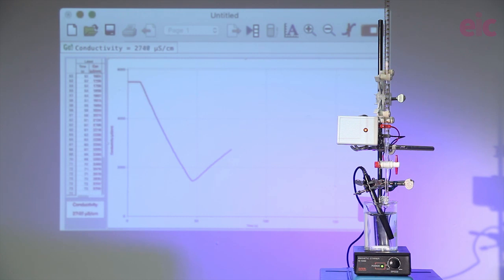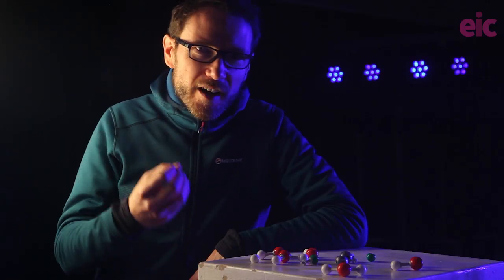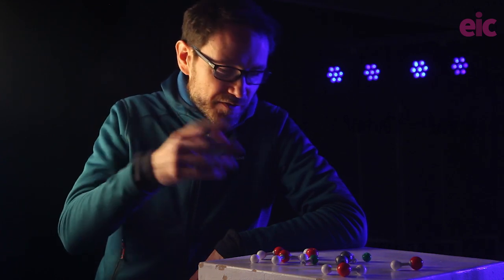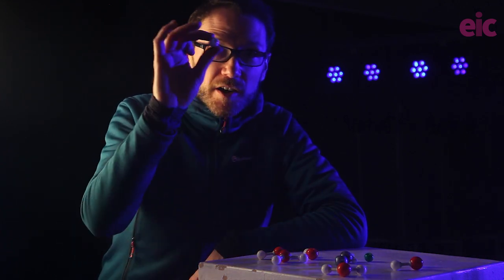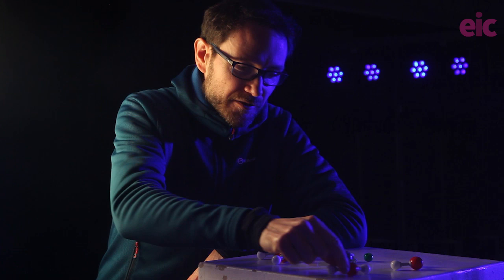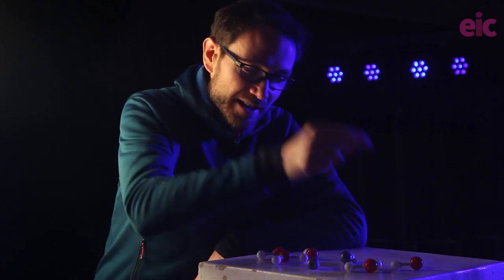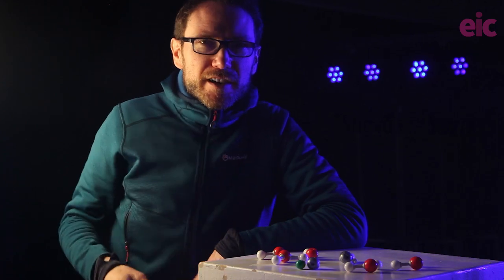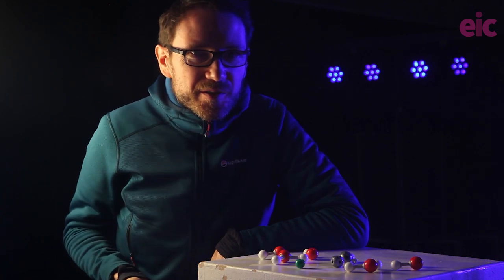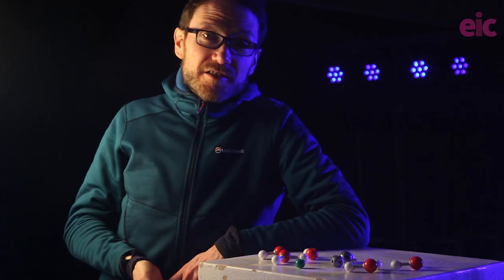Before we talk about gradients, though, there's a more immediate question that we ought to be asking ourselves. Why is the conductivity dropping at all? I mean, we're starting with a solution of positive and negative ions from the hydrochloric acid. At the equivalence point, we have a solution of positive and negative ions from the sodium chloride. The chloride ions remain in solution, while the hydrogen ions are replaced, as they neutralize out, 1-to-1 with the sodium ions. The trick is, of course, that there aren't naked hydrogen ions in solution at all.